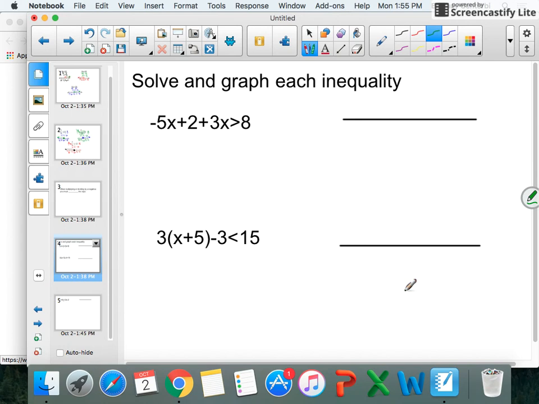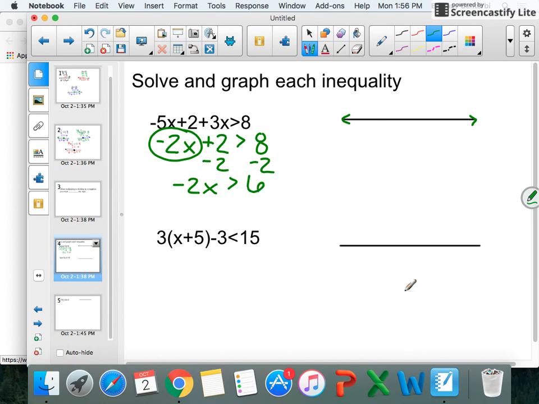So our first example here says that negative 5x plus 2 plus 3x is greater than 8. So I'm first going to look on one side of the inequality, and I see that I have negative 5x and a 3x. So since they're on the same side, we're just going to combine them. So negative 5x plus 3x is negative 2x, and then I still have the plus 2, and I rewrite everything else is greater than 8. Now I'm going to solve this. So again, I want to get x by itself, so I'm going to subtract 2 from each side. So I'm left with negative 2x is greater than 6.